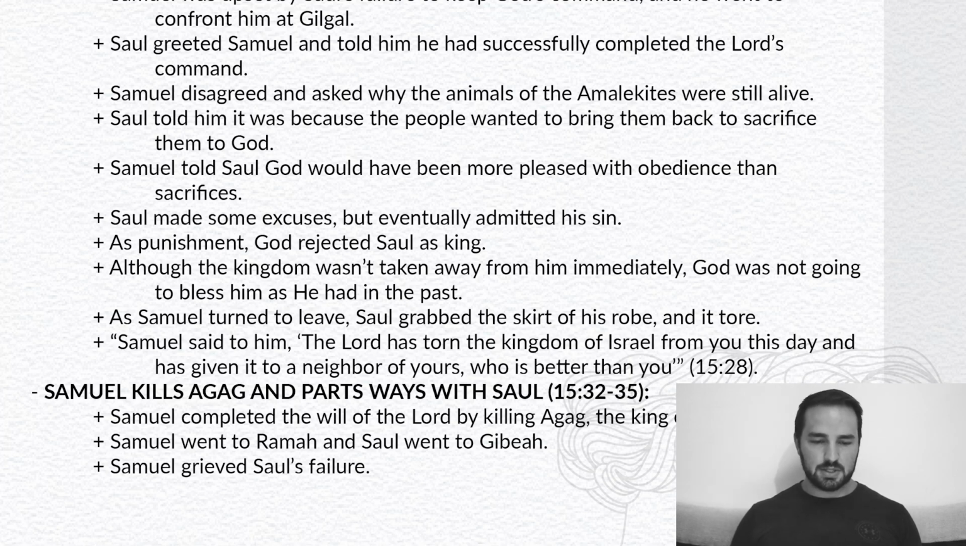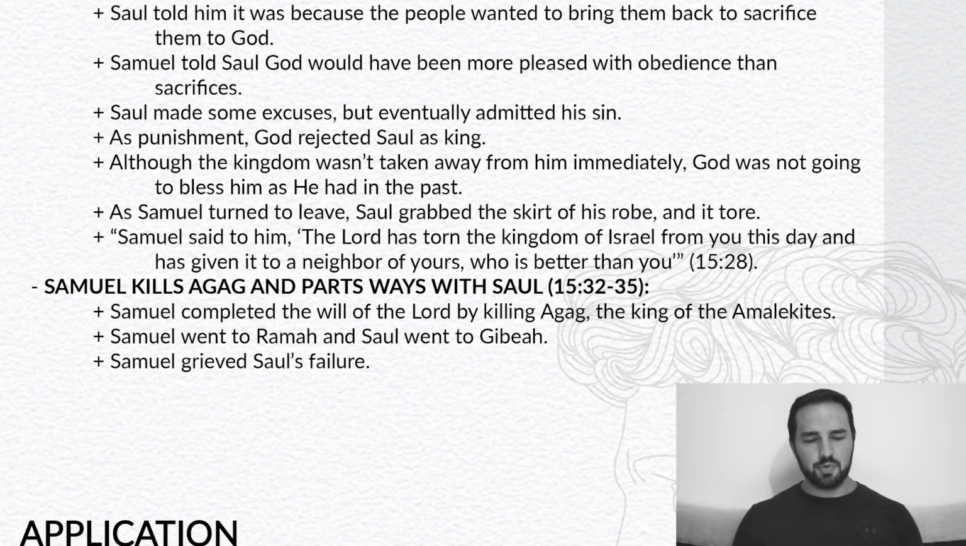As Samuel turned to leave Saul, Saul grabbed the skirt of his robe and it tore. And Samuel kind of used it as an object lesson, I guess. Samuel said to him, "The Lord has torn the kingdom of Israel from you this day and has given it to a neighbor of yours who is better than you." And we'll talk about that neighbor in the next chapter. Who's going to take Saul's place now that he's been rejected by God? The chapter finishes up with verses 32 through 35.